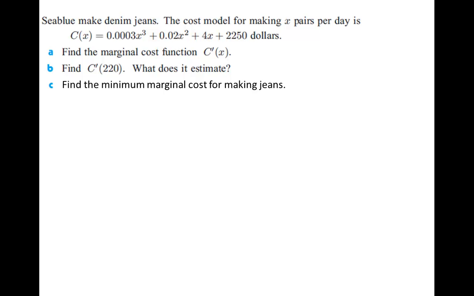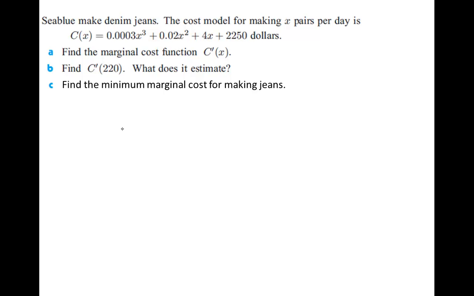If it costs me an extra $10 to make that 1,001st item, then I probably don't want to make it, because it costs more than or the same as what I'm selling it for. So the marginal cost is how much it's going to cost me to make one more pair of jeans, or one more item of whatever it is. So let's find the marginal cost. That's C prime. So we go ahead and do that.